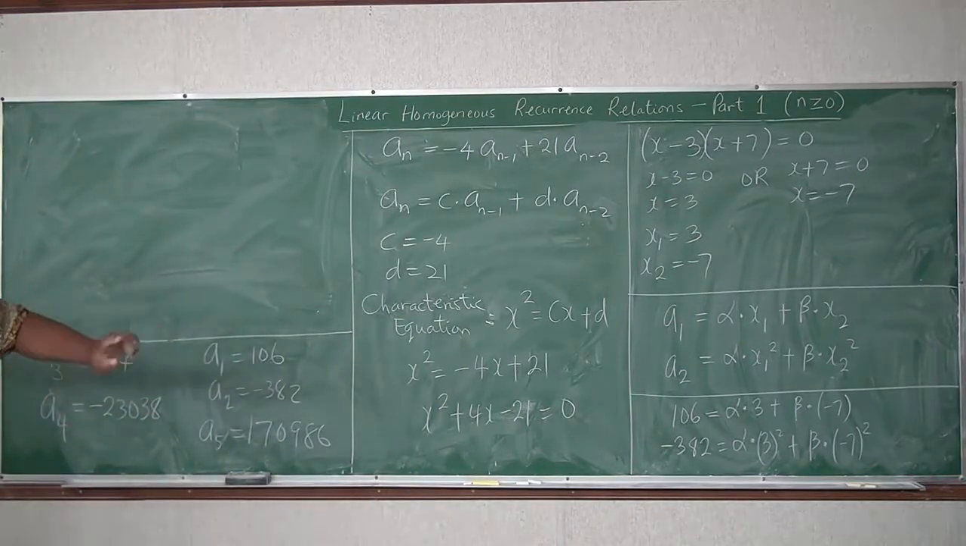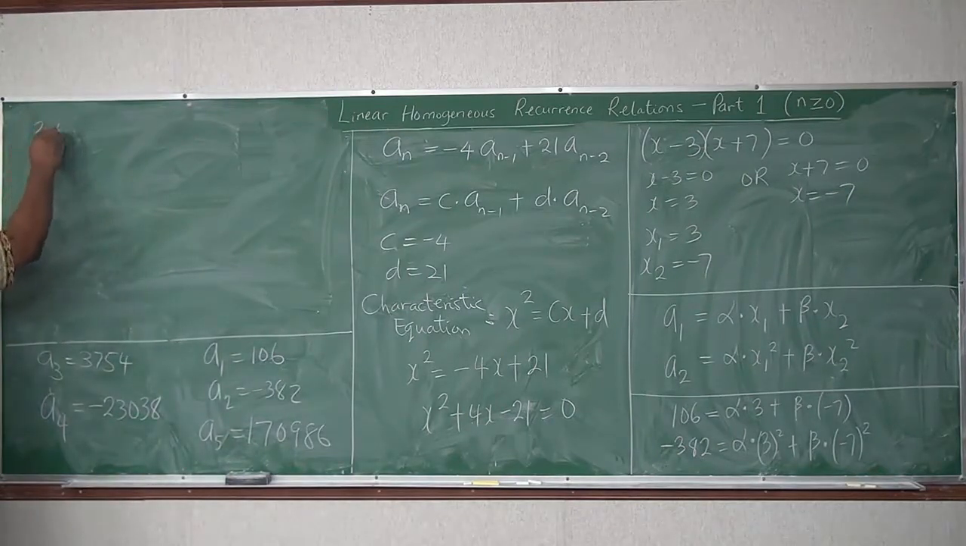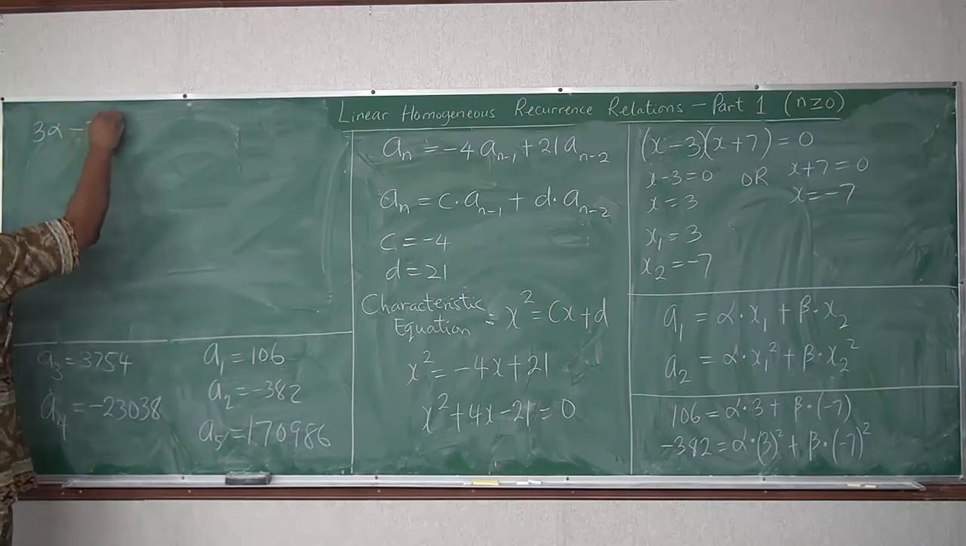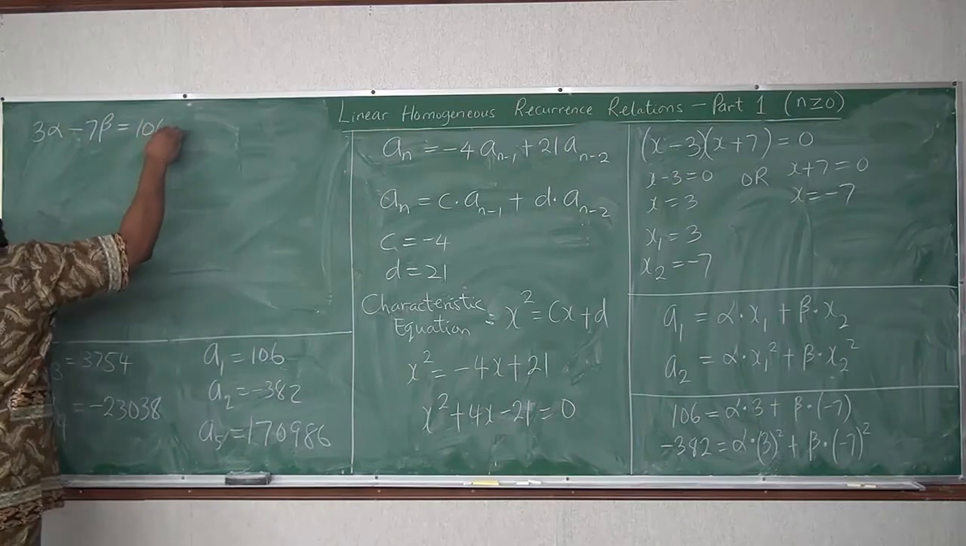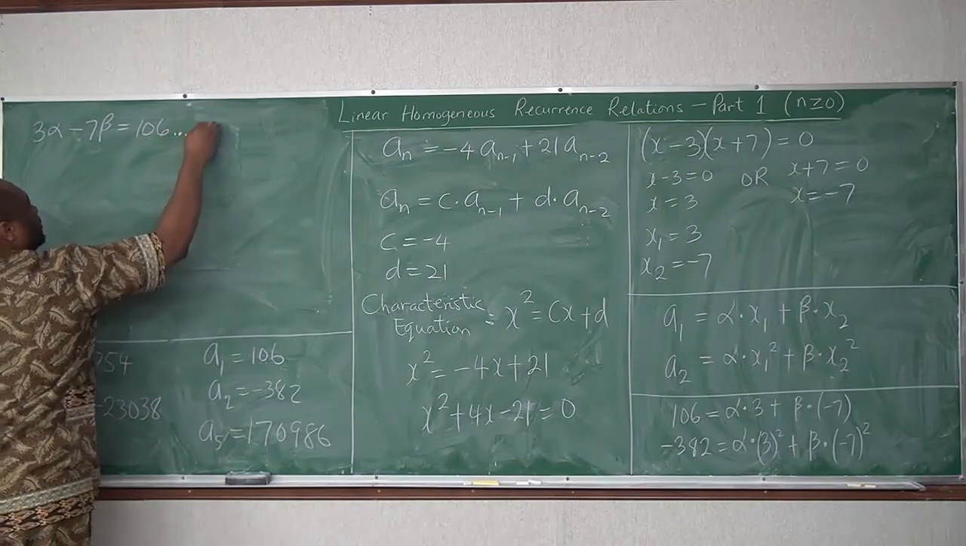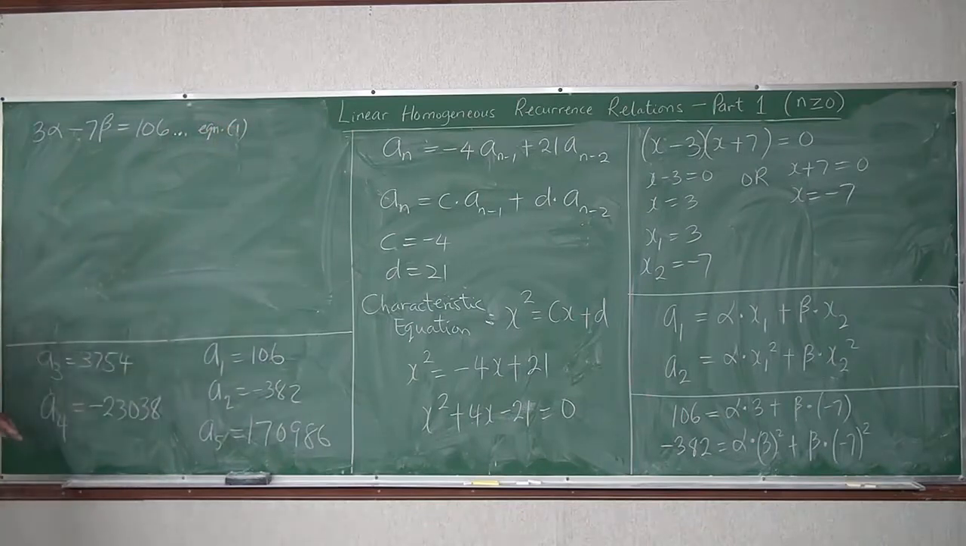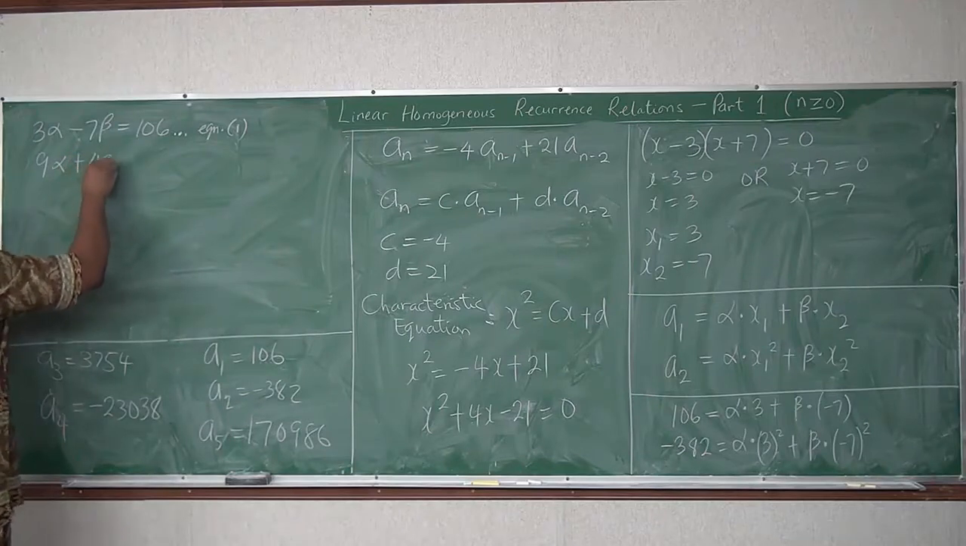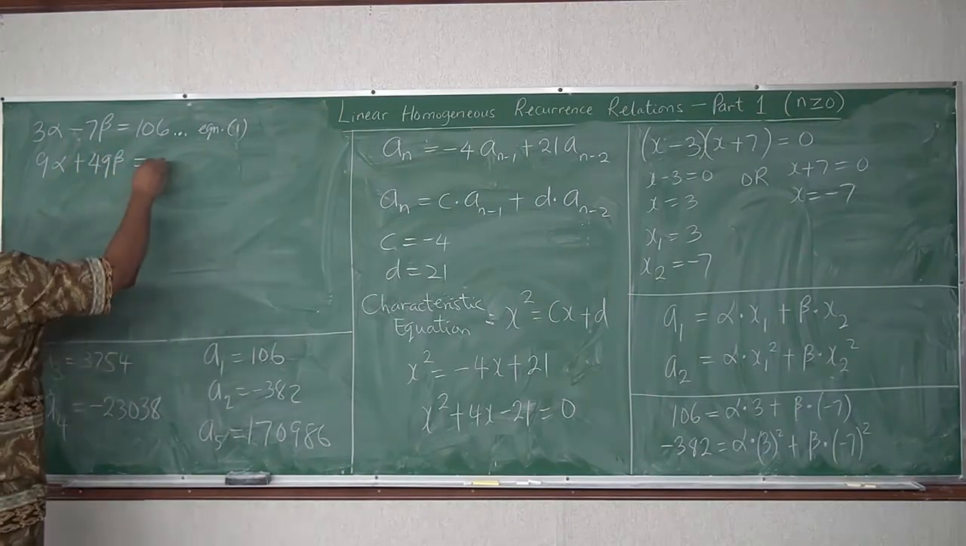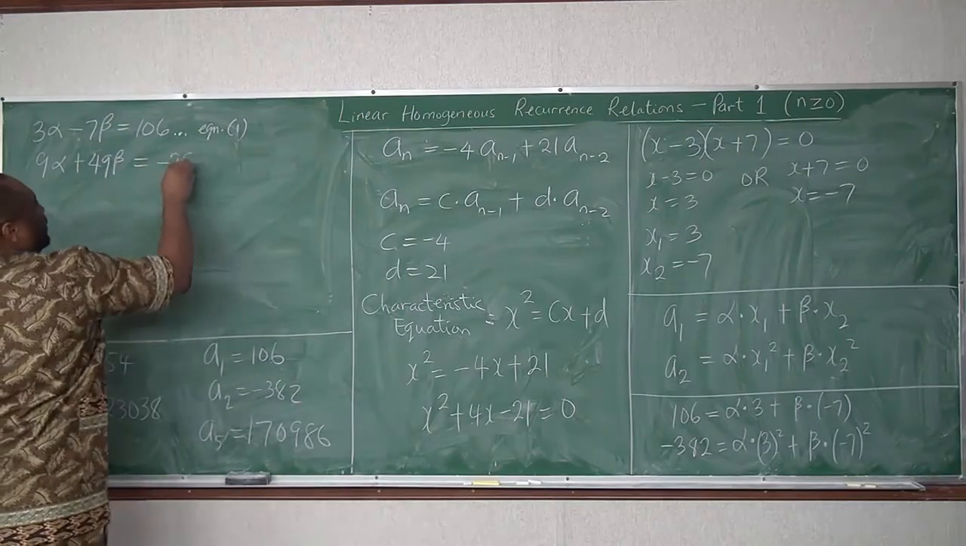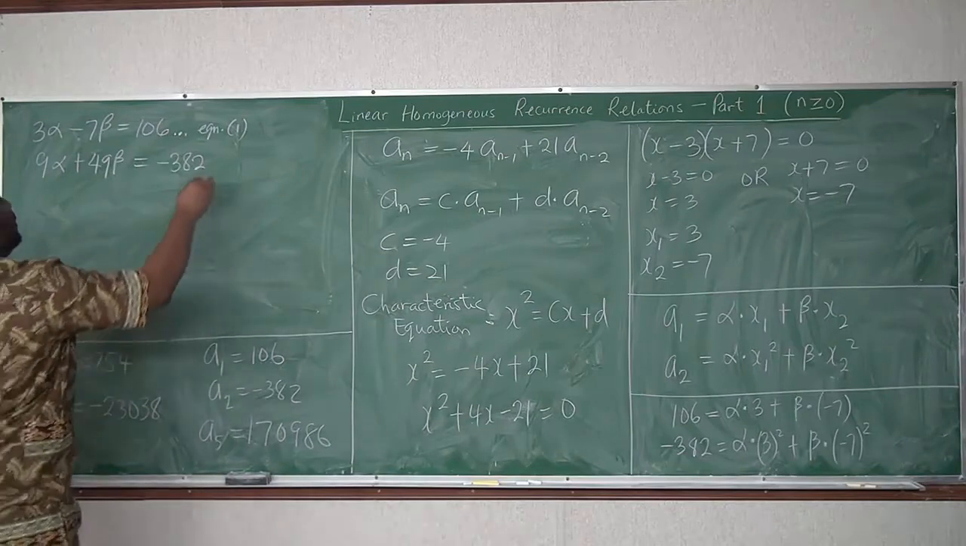So from here, let's rearrange it well. We have that 3 alpha minus 7 beta will give us 106. Let's call this equation 1. And then equation 2, 3 squared is 9, so 9 alpha, minus 7 all squared will give us 49, so plus 49 beta will give us minus 382. Call this equation 2.